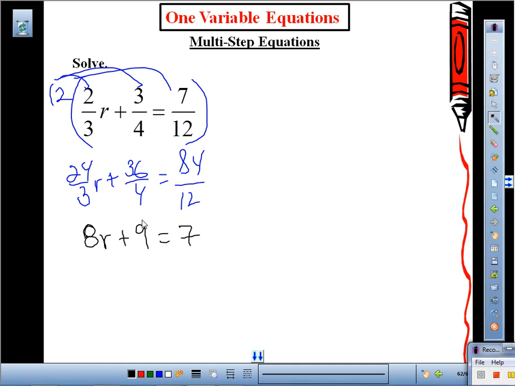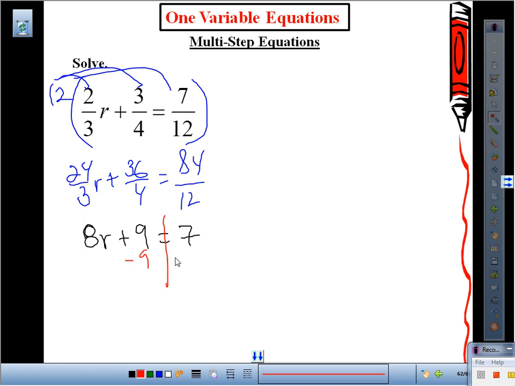And finish it off after you copy it. This should only take you 2 more steps. So, all right, let me help you out on this one to finish it off. Line down the equal sign. Where do I start with addition? Subtract 9, subtract 9. We end up with 8r equals negative 2. What's my last step? Divide by 8, divide by 8.